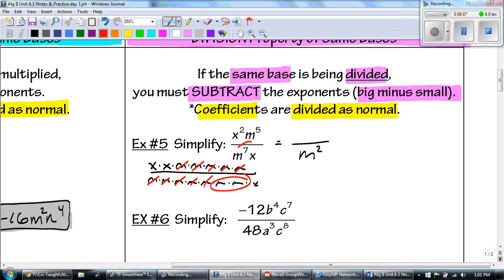And so the way we're saying that is, hey, who's bigger? The bottom. And the bottom's bigger by how much? By 2. So that's why it's m squared. The x's, who's bigger? The top. I subtract them and I should have 1x. And if you look at it, there is 1x there. This should be a review of your freshman year.